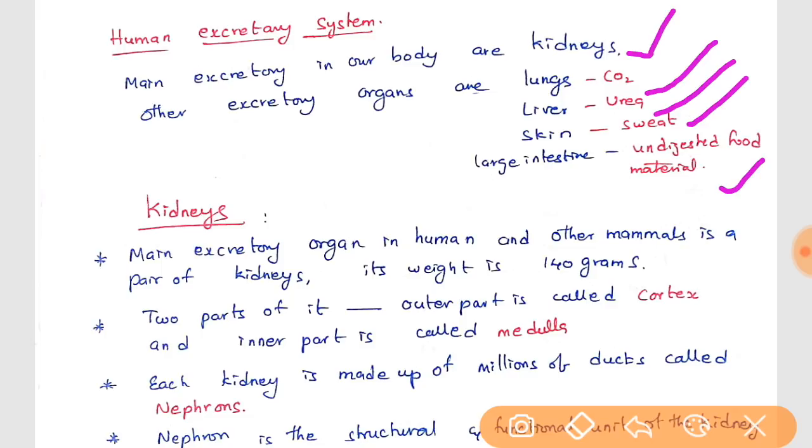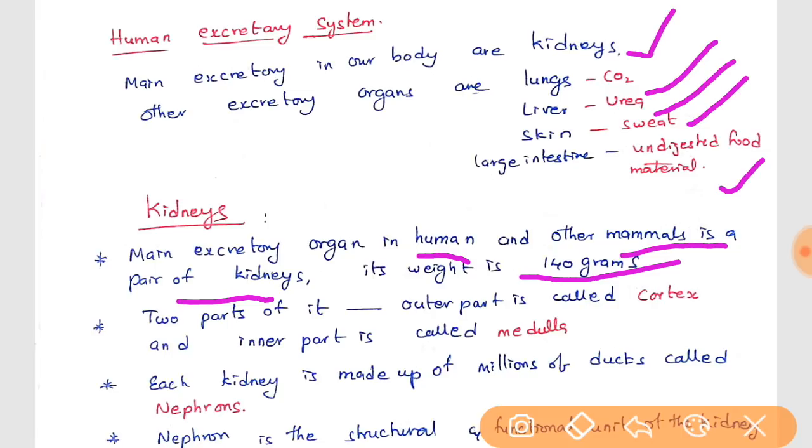Okay, in our body, the human excretory system has many excretory organs, as I have said: lungs, liver, skin, large intestine, etc. But the main excretory organ, which is very useful and vital in our body, is the kidneys, friends. The main excretory organ in humans and other mammals is a pair of kidneys. Its weight is very small, about 140 grams, but it does a very great work.